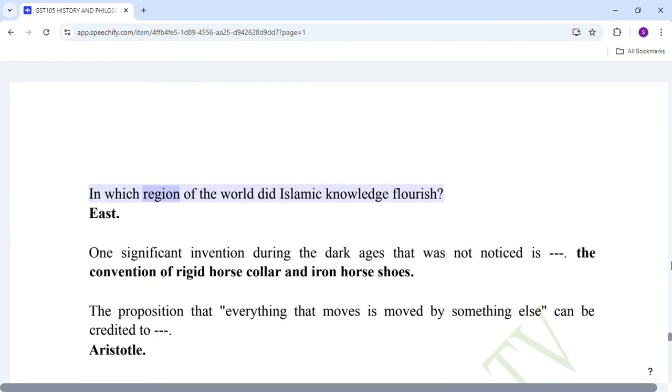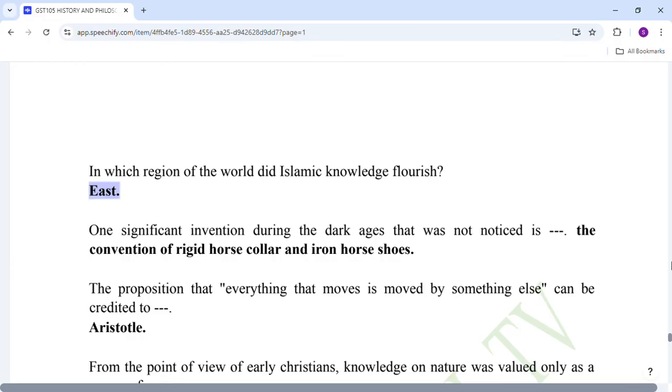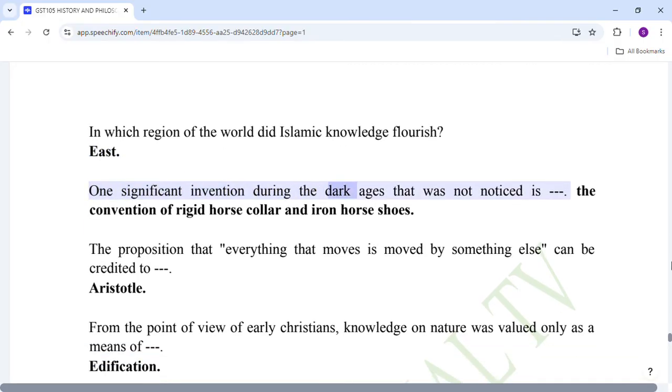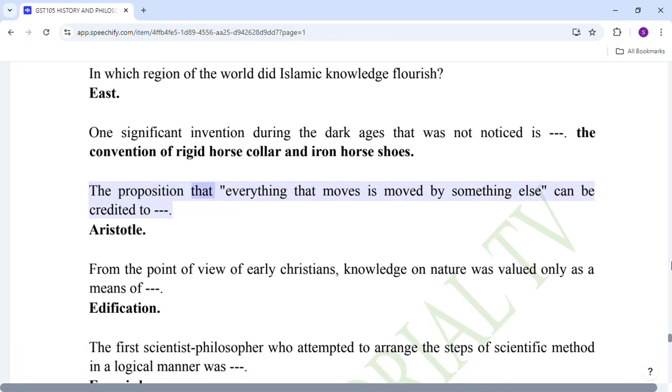In which region of the world did Islamic knowledge flourish? East. One significant invention during the Dark Ages that was not noticed is dash dash. The invention of the rigid horse collar and iron horseshoes. The proposition that everything that moves is moved by something else can be credited to dash dash.